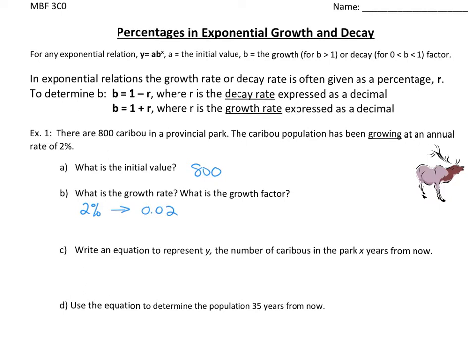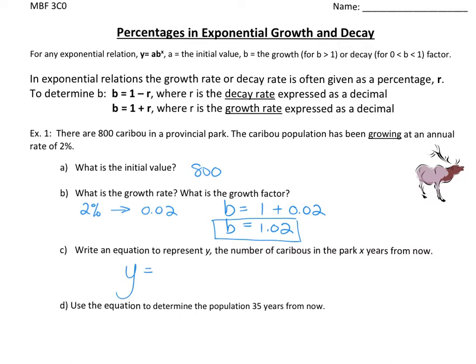So expressed as a decimal, that's 0.02. And then to find the growth factor, because it's growing, it's going to be 1 plus 0.02. So it's going to be 1.02. And oftentimes you can just do that in your head. You don't need to write it out. I'm just writing it out to make sure you understand it. Okay, so let's put it together in an equation.